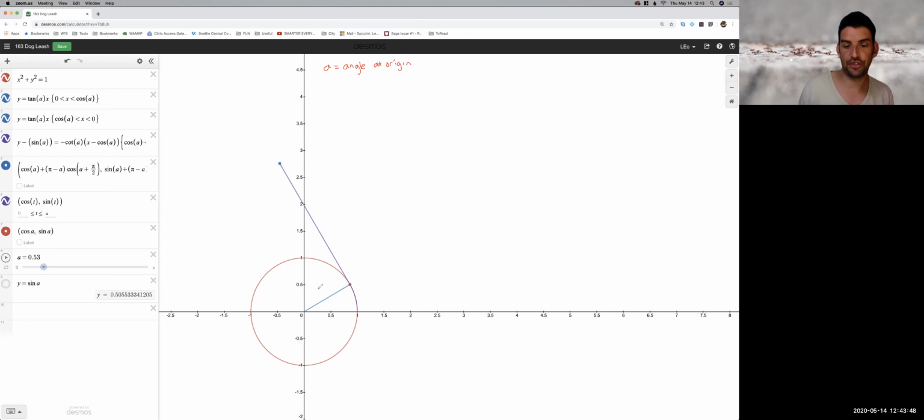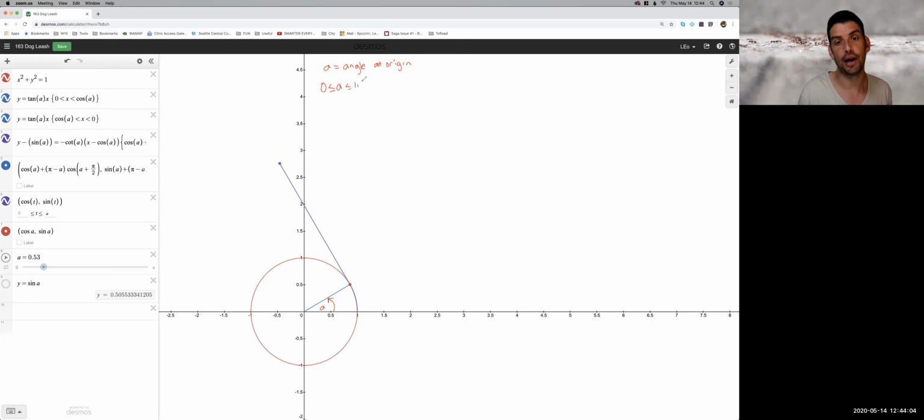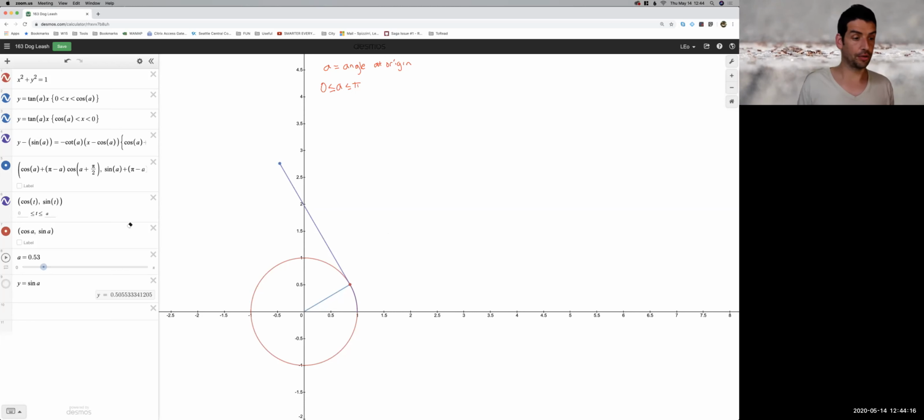And we're using our standard operating procedure. So A is this angle right here, measured from the horizontal axis to this blue line as it moves around. Just to point out, A is going to go between 0 and pi. By the time it gets to the other side, that's an angle of pi. I'm going to erase this because we're going to move the animation sometimes. So that's measured at the origin.